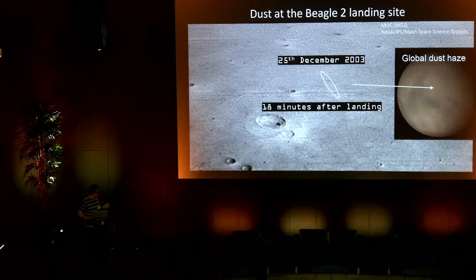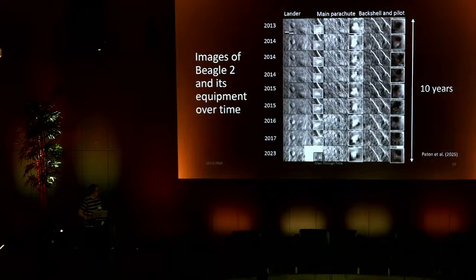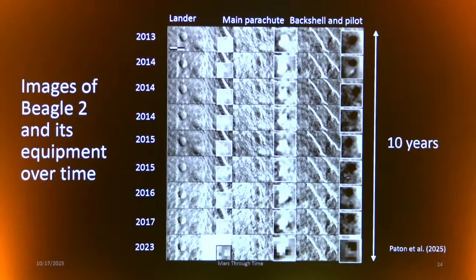So this dust that was lifted in the southern hemisphere covered Mars in dust haze, including at the Beagle 2 landing site. So the optical depth there was measured to be quite a bit higher than usual. So that's that.